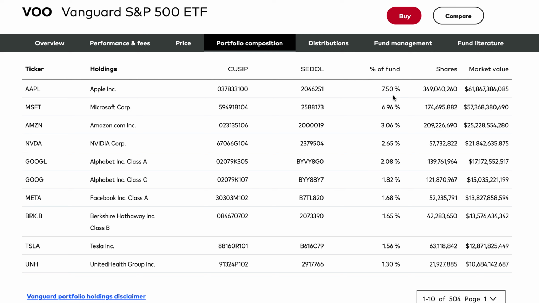Apple here at 7.50% of this. Microsoft not far behind at almost 7%. Amazon at 3%. So you can see the tech heavy names here. Nvidia at 2.6%. Google here, under Alphabet, is at a combined percentage of almost 4%, 3.9% with these two. And these are just the different share classes. One is voting, one is non-voting. Honestly, you could buy both and do just fine.